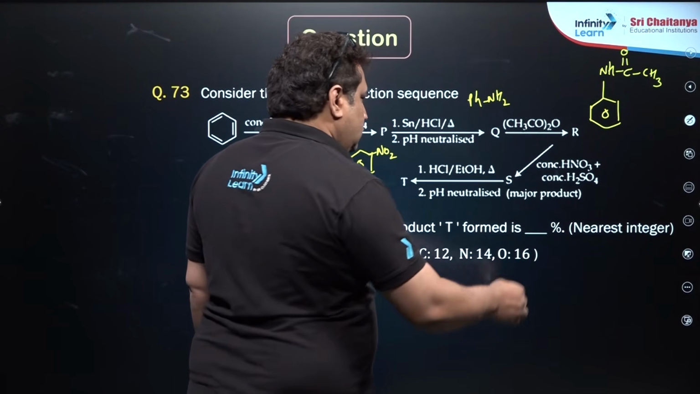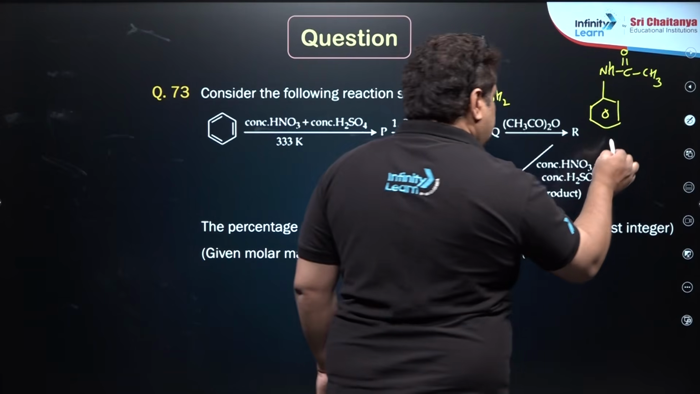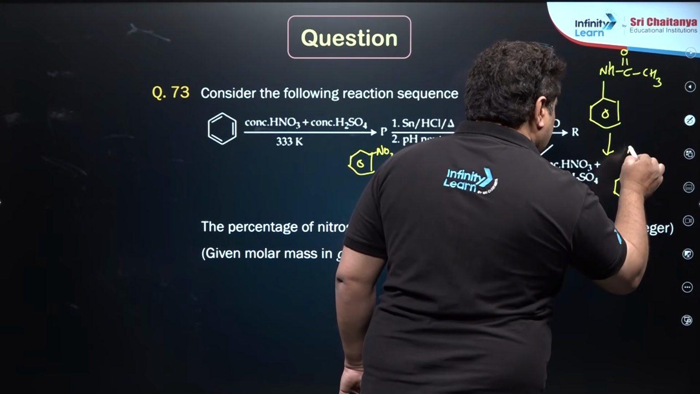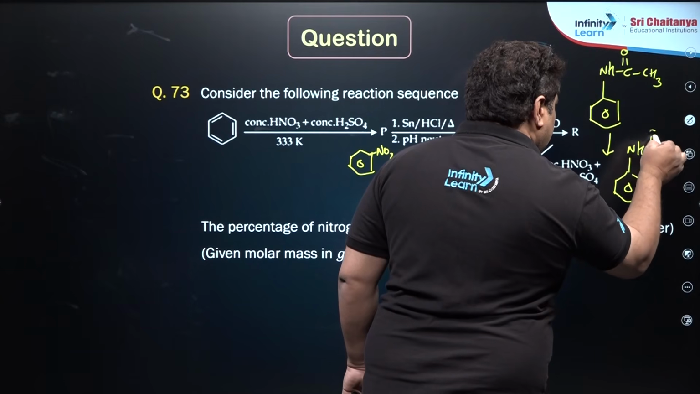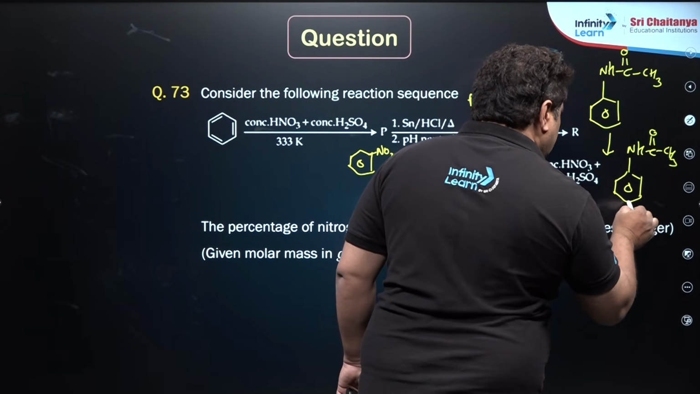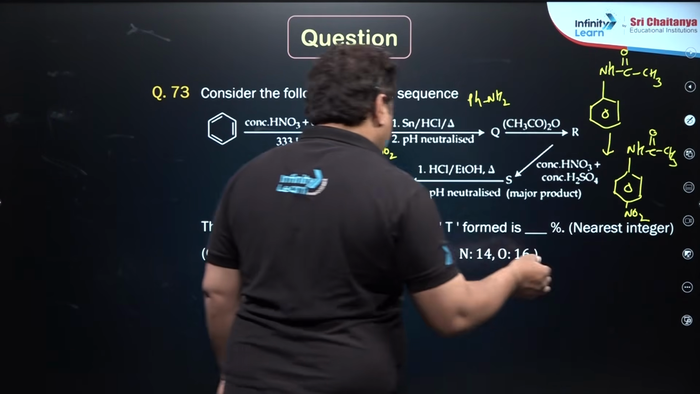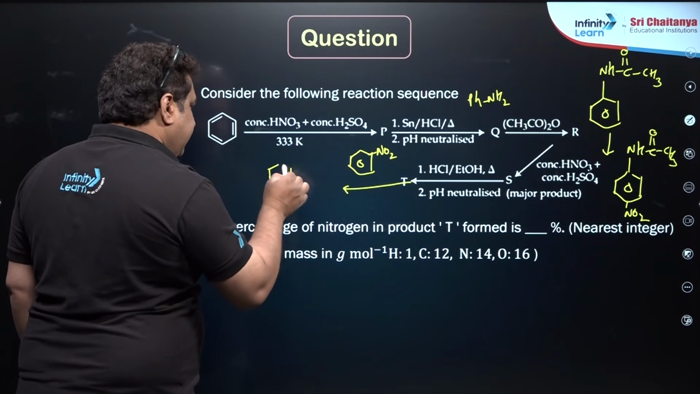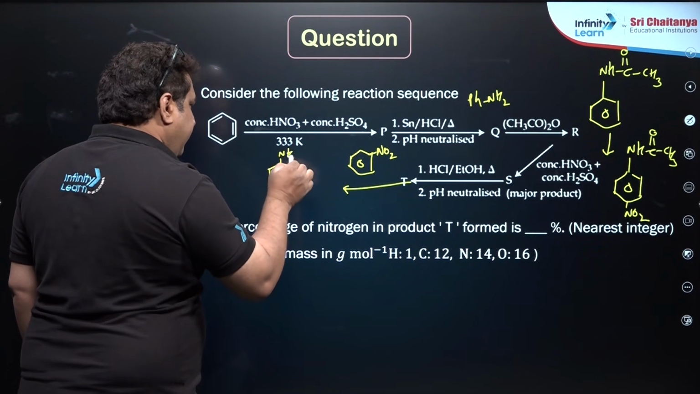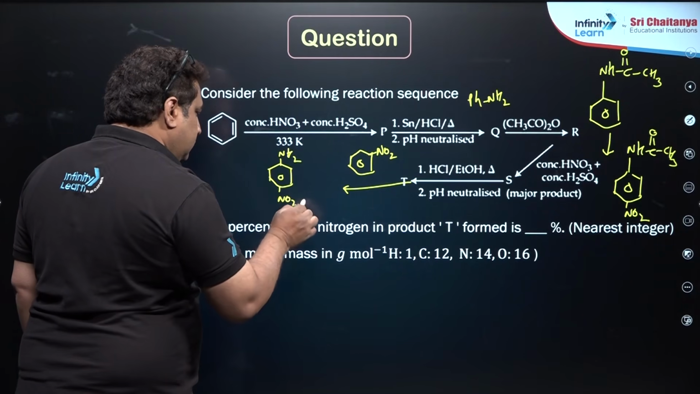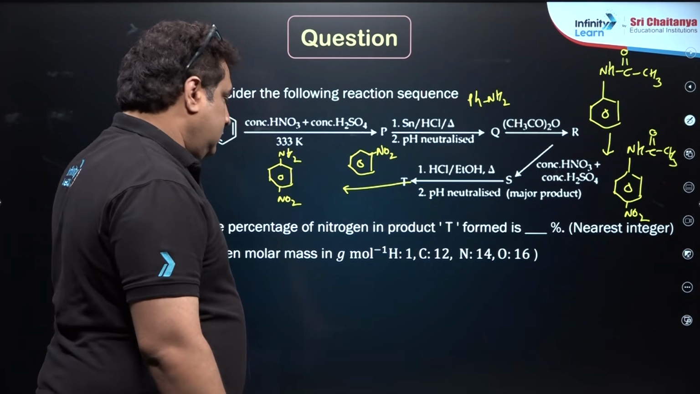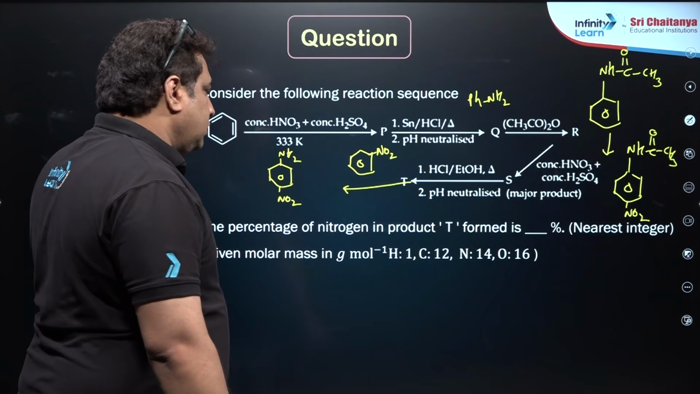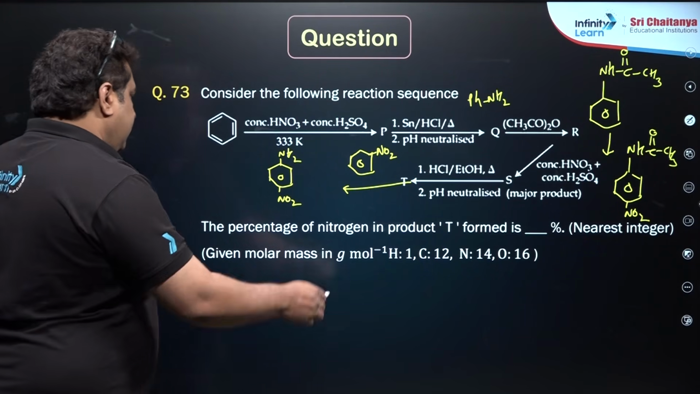With concentrated acid, it will give you the para-nitro product. Then on hydrolysis, the final product will be NH2, NO2. Okay, correct? Yeah. The percentage of nitrogen in the product formed is, so very easily you can find.